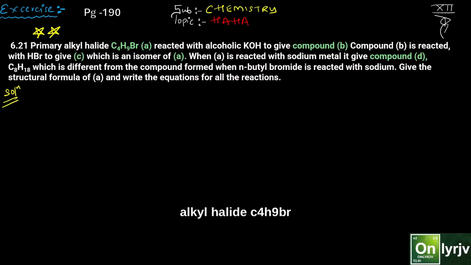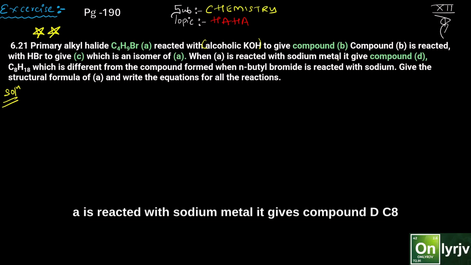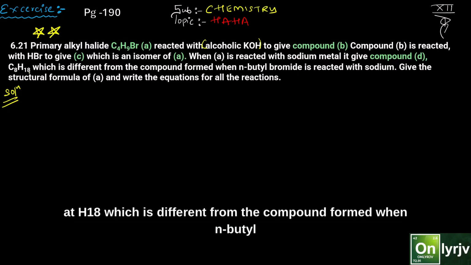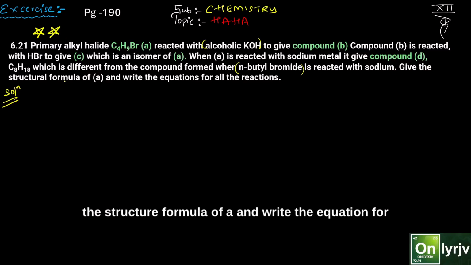Primary alkyl halide C4H9Br, it's a compound A, reacts with alcoholic KOH to give compound B. Compound B is reacted with HBr to give C, which is an isomer of A. Now people will get confused over here. When A is reacted with sodium metal, it gives compound D, C8H18, which is different from the compound formed when N-butyl bromide is reacted with sodium. Give the structure formula of A and write the equation for all the reactions.